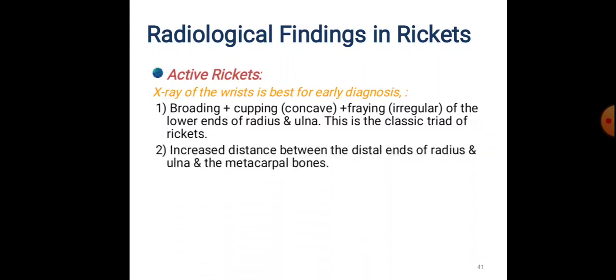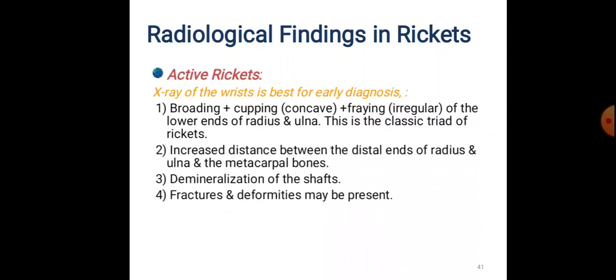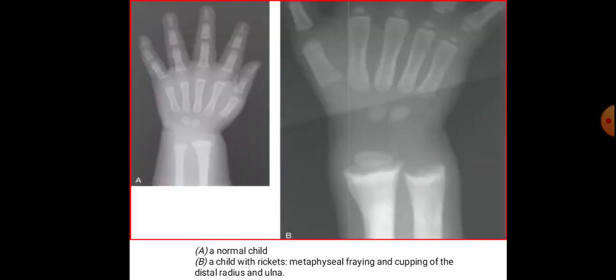And increased distance between the distal end of the radius and ulna and the metacarpal bones, and also demineralization of the shaft. Okay, these are the main radiological findings. And fractures and deformities may also be present. So, which all are they? There will be broadening, cupping and fraying of the lower end of the radius and ulna, increased distance from the distal end of the radius and ulna to the metacarpal bones, demineralization of the shaft, fractures and deformities, and also periosteal elevation.